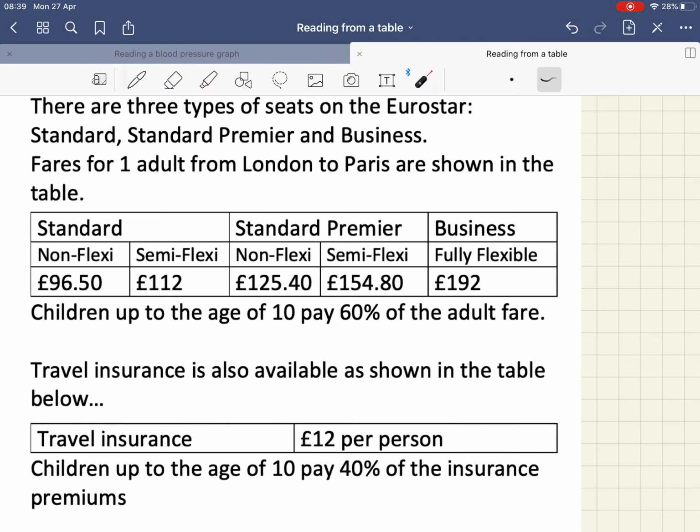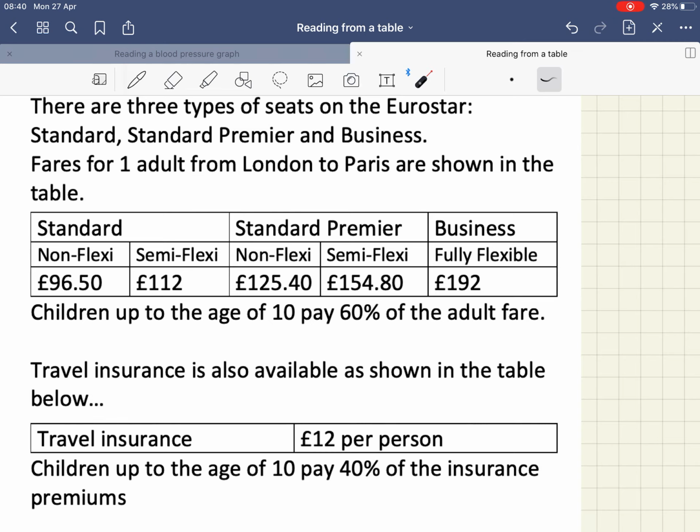Now, this is the bit where people make mistakes. Because we've got this standard and the standard premier, they are 2 completely different things. I frequently see people reading from the incorrect column, mixing them up. Make sure you're reading the full thing. Is it just standard or is it the full standard premier?